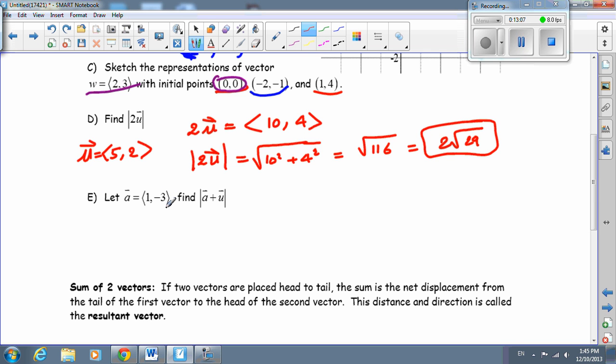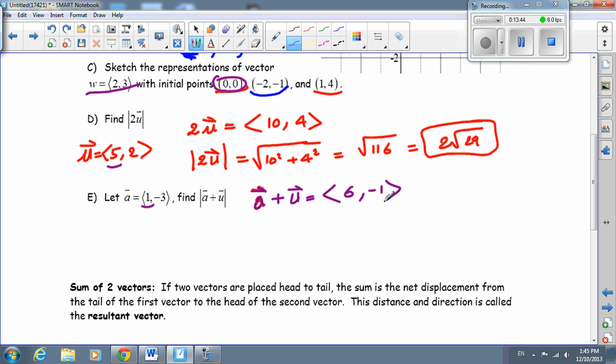Let a be equal to (1, -3). Find a plus u. To find a plus u, I will say a plus u will be equal to, knowing that u is (5, 2), adding the 5 and the 1. So I'm adding these two values to get 6. And if I also add my y values, I get -1.